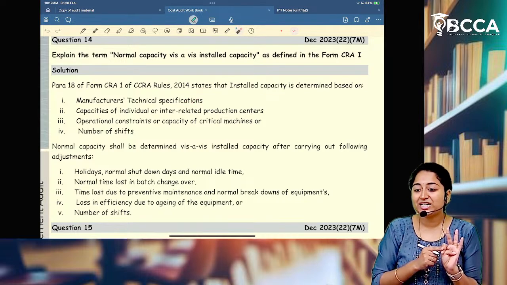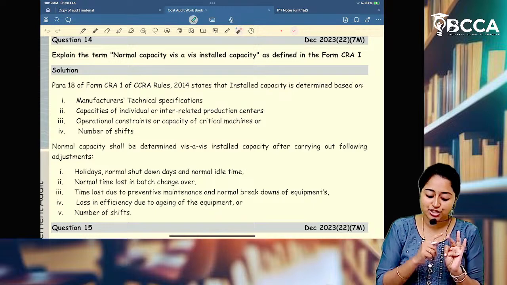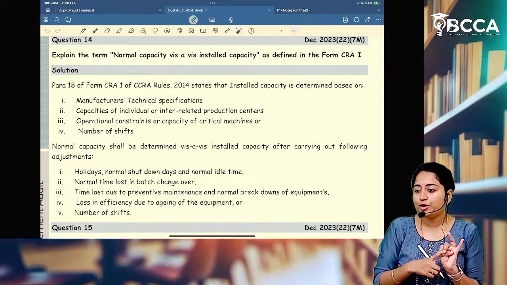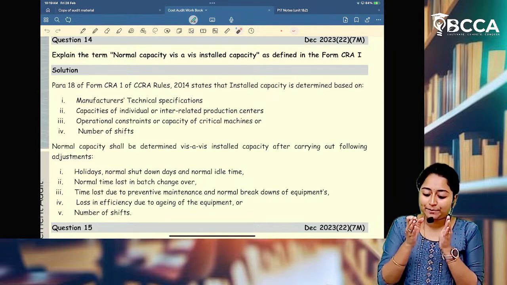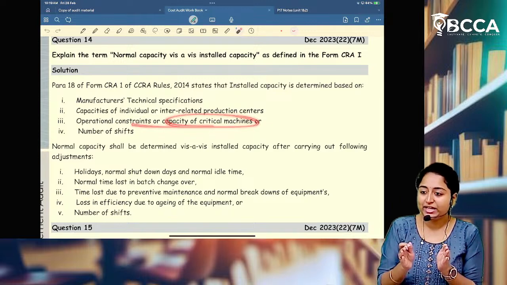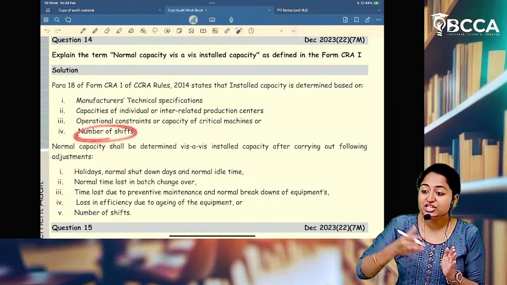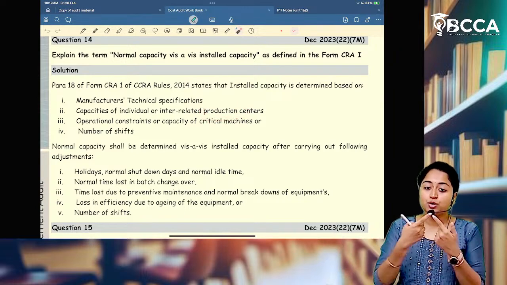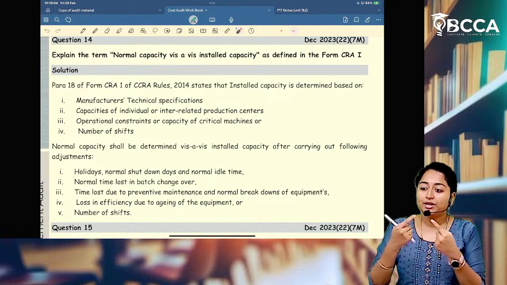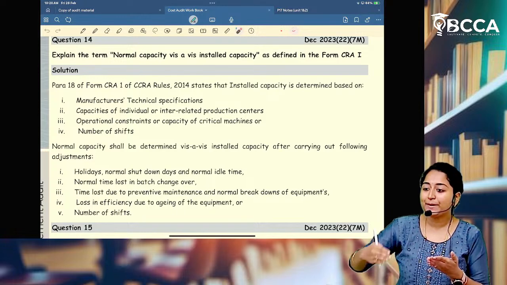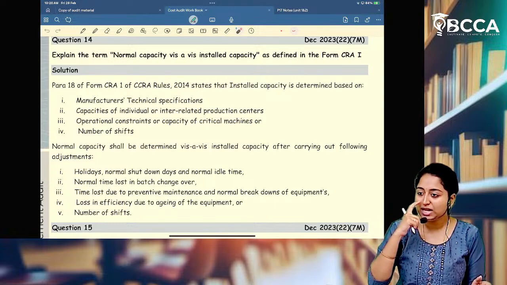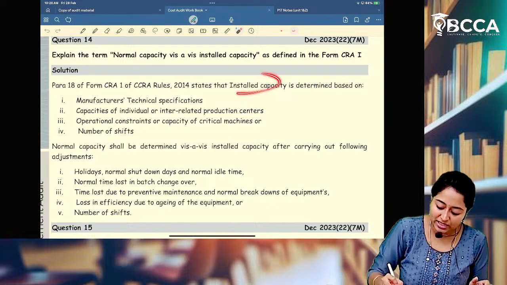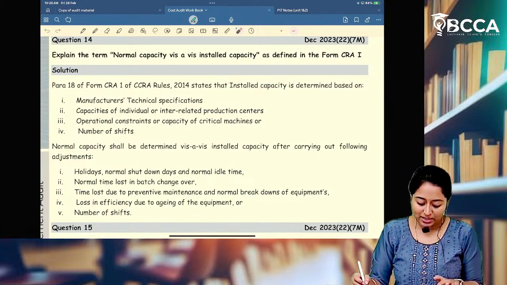First, manufacturer's technical specifications will be taken into consideration. Second, capacities of individual and interrelated production centers. Why? Because not only the capacity of a single machine or how many shifts it is running will be taken into consideration, but also the capacity of a production center, because that production center has to give its capacity to all the machinery, not only a single machine. We have discussed that. So these are the four parameters which will be considered in determining the installed capacity.